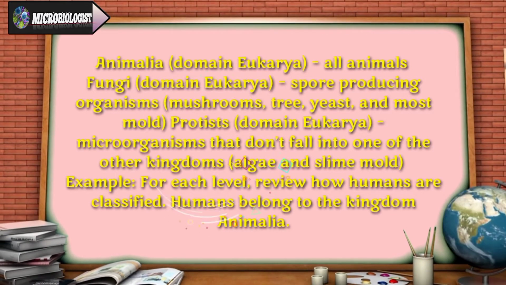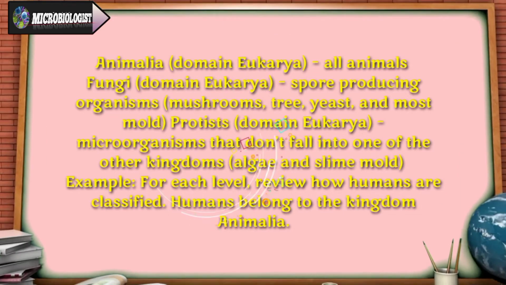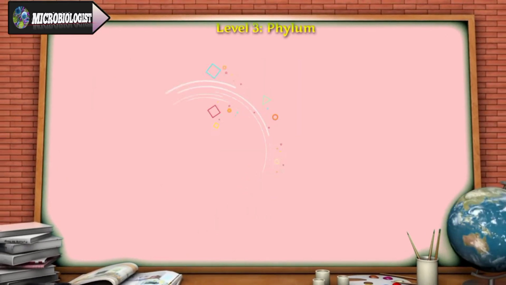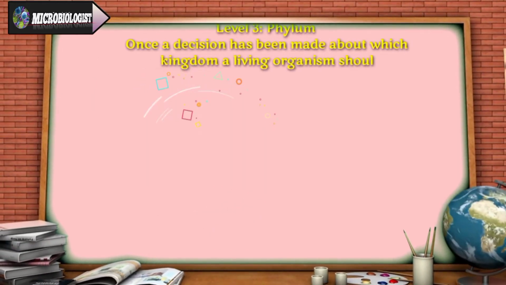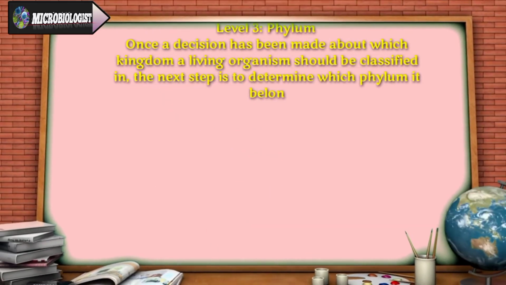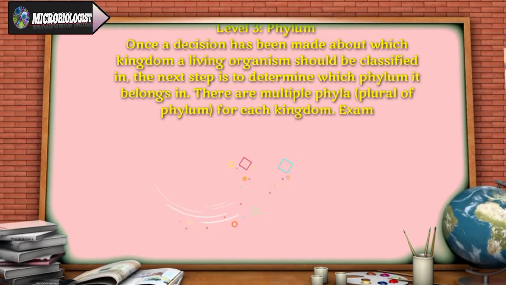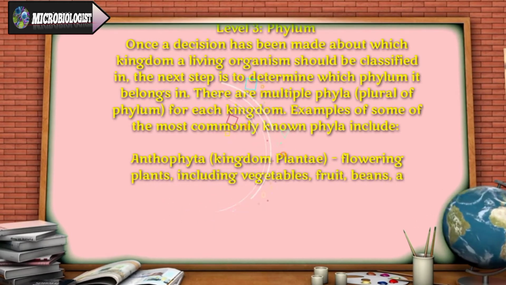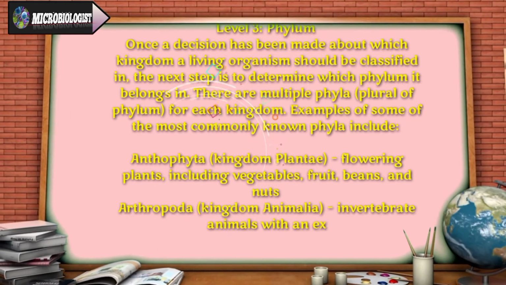Example: for each level, review how humans are classified. Humans belong to the kingdom Animalia. Level 3, phylum. Once a decision has been made about which kingdom a living organism should be classified in, the next step is to determine which phylum it belongs in. There are multiple phyla, plural of phylum, for each kingdom.